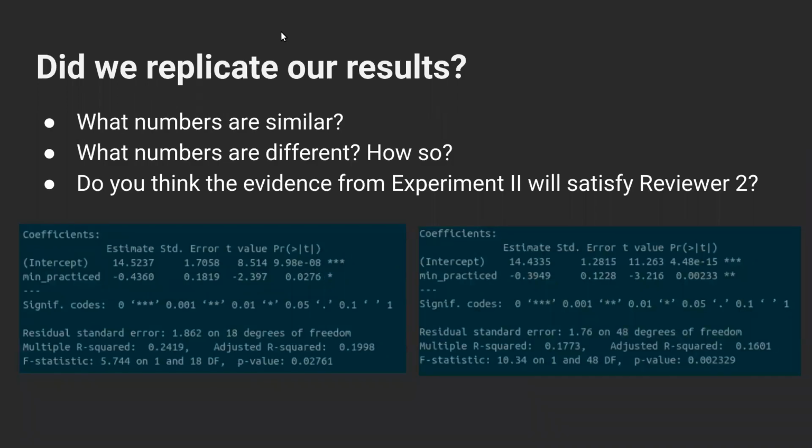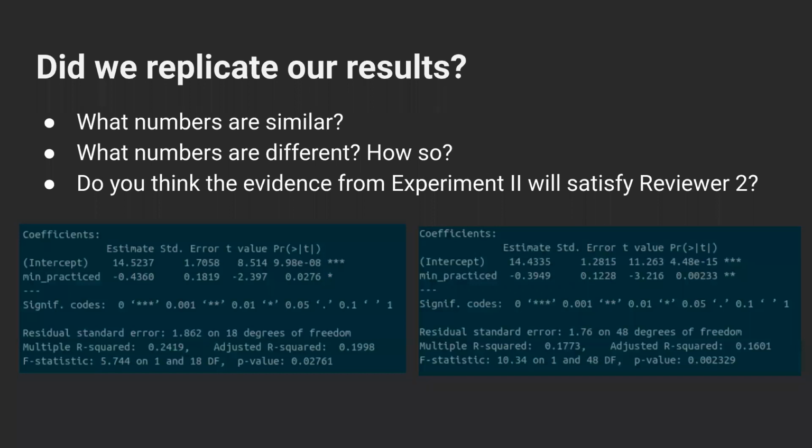If we look at these together, it's important to think, and maybe spend a bit of time on your own this week thinking about this: which of the numbers in our little statistical output, not knowing much about statistics at all, are similar? What numbers are different? How much are they different? And do you think that this evidence here will satisfy reviewer 2?